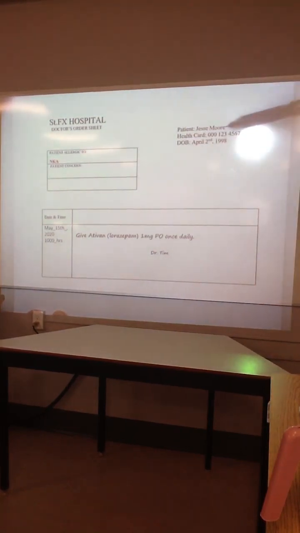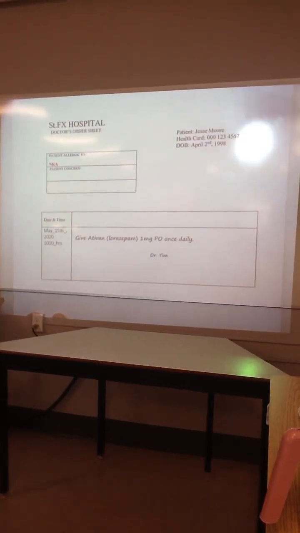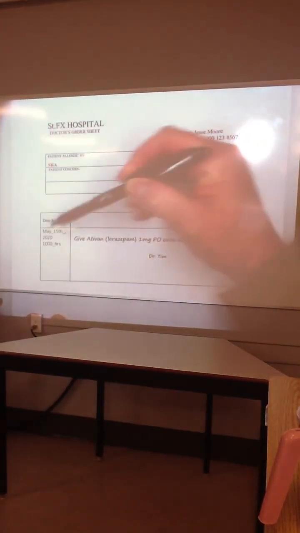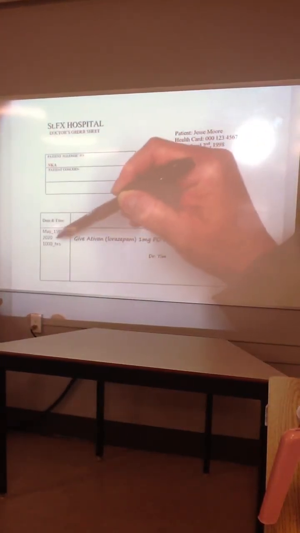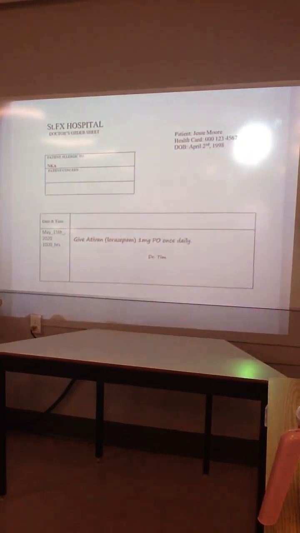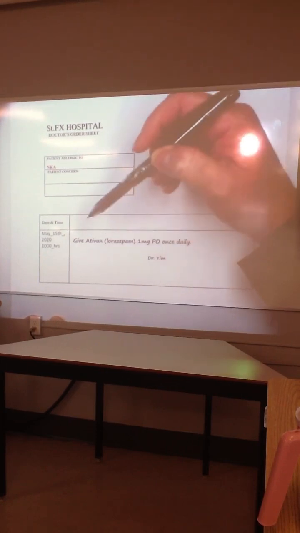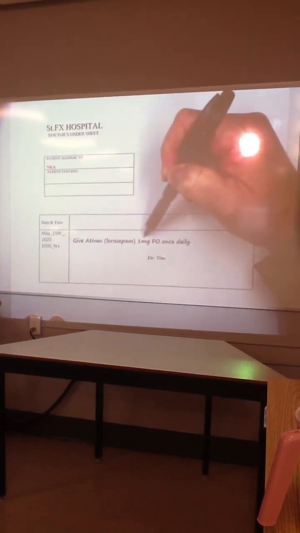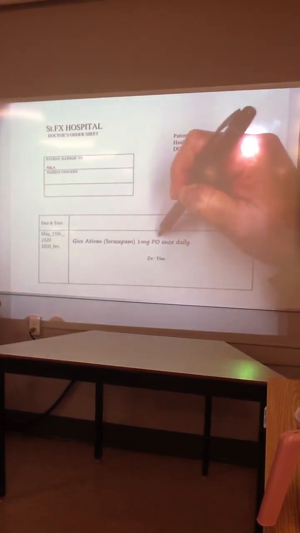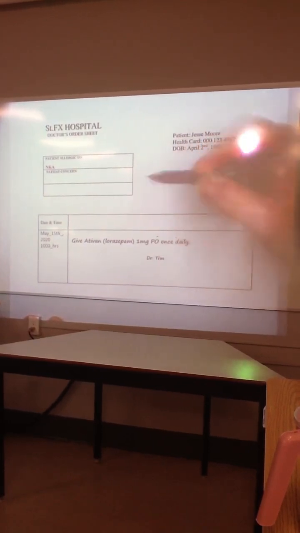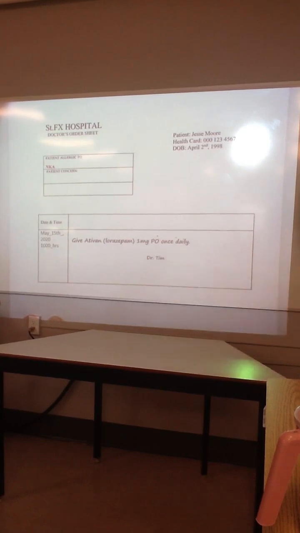So we know we have a patient name, we have a health card and a date of birth. We know about allergies. We have a date and a time, so we can see clearly that this is most current. Then let's keep moving. We have the drug, that's another component. We have the dose. We have a route, so by mouth. And we have a frequency, once daily, and we have a doctor's signature.